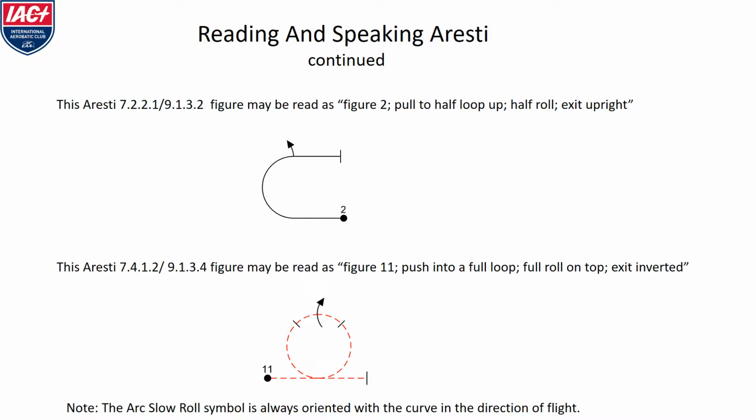This Aresti 7.2.2.1/9.1.3.2 figure may be read as Figure 2, pull to half loop up, half roll, exit upright. This Aresti 7.4.1.2/9.1.3.4 figure may be read as Figure 11, push into a full loop, full roll on top, exit inverted. Note, the arc slow roll symbol is always oriented with the curve in the direction of flight.